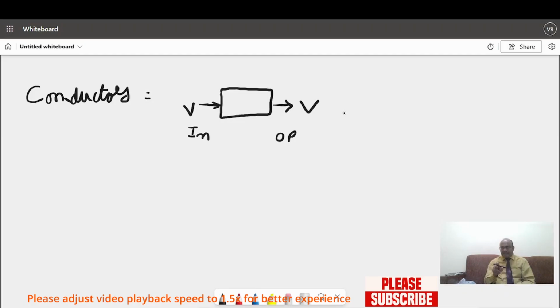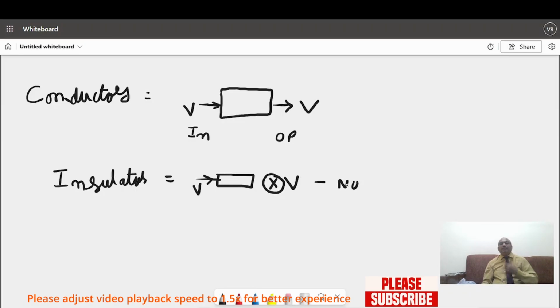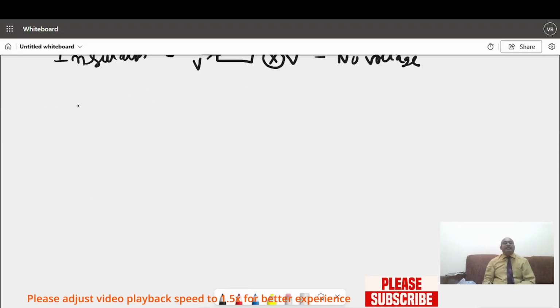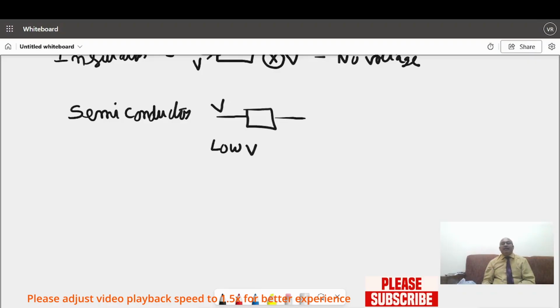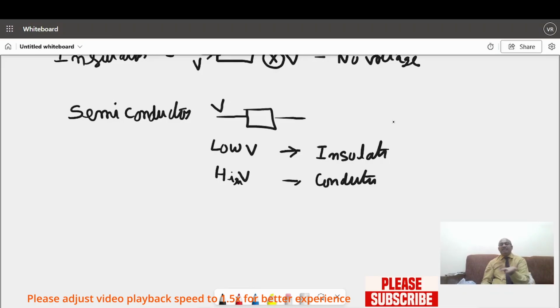You apply voltage, and on that side also voltage comes. Insulator: on an equipment or material we apply the voltage, and you don't get any voltage output. Whatever the input voltage may be, no voltage output. This is called insulators. Next, semiconductors. This is a material where we apply voltage. Just see, for low voltage input, it will act as an insulator. If the voltage increases, for medium or high voltage, it will act as a conductor. As the name itself says, semi means partial. So these are the semiconducting materials.